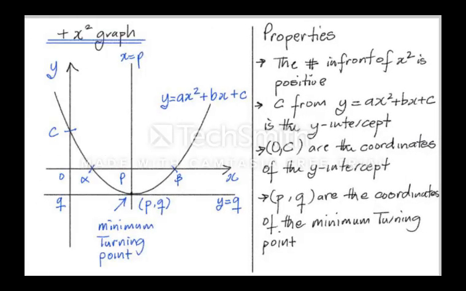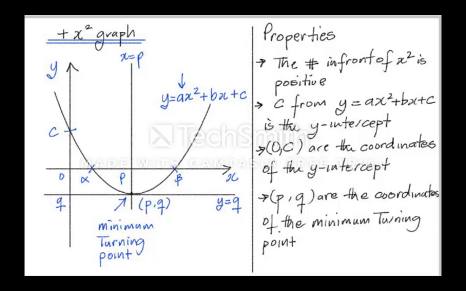These are just some notes on a positive x squared graph. So this is an example of a positive x squared graph. It is a sketch of a graph of a quadratic function in which the number in front of x squared is positive. Here are some properties. The number in front of x squared is positive. So for the graph to have this shape, that number in front of x squared, a, must be positive.